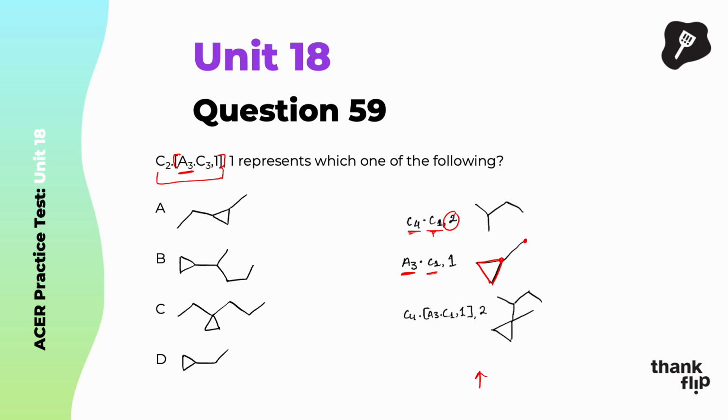So let's look at the next bit where we're introduced to square brackets. So we have C4, which is a 4-carbon long chain here. And then at position 2, we have this chunk attached.